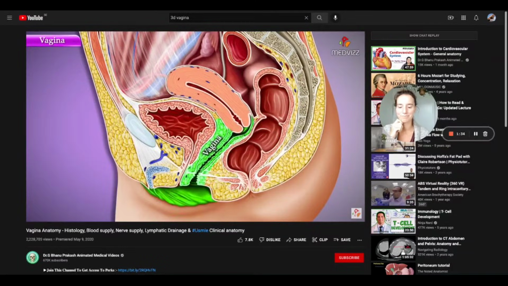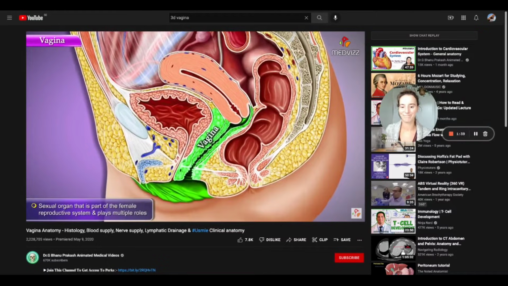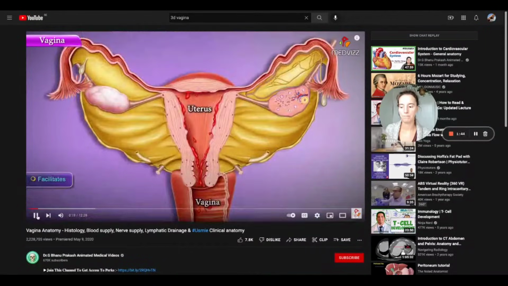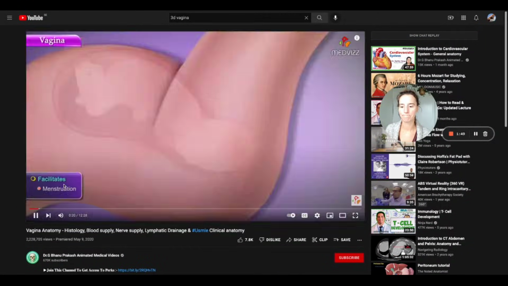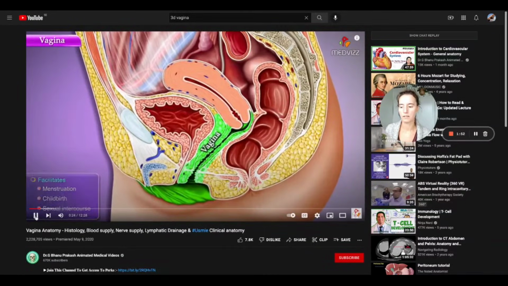Vagina. The vagina or birth canal is a sexual organ that is part of the female reproductive system and plays multiple roles. It facilitates menstruation, childbirth, and sexual intercourse. The vagina.